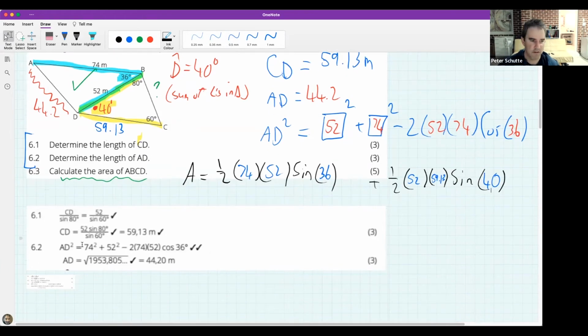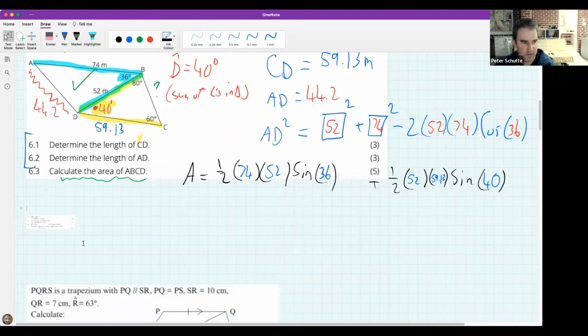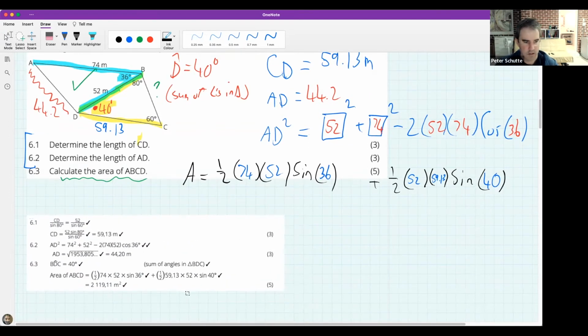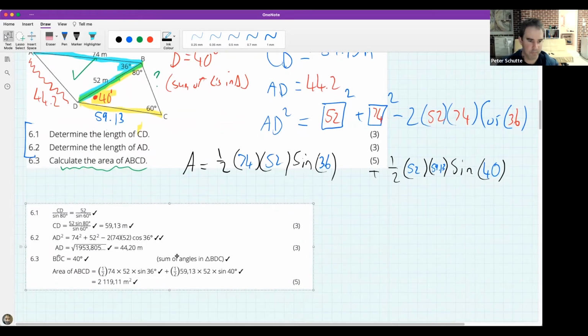So what is my final answer going to be? And we should be getting, according to the answer book, 2119.11 meters squared. So it should be this one down here. Now, sometimes if there's a decimal rounding, there might be a slight variation, but you should be in that ballpark, and it should be meters squared.